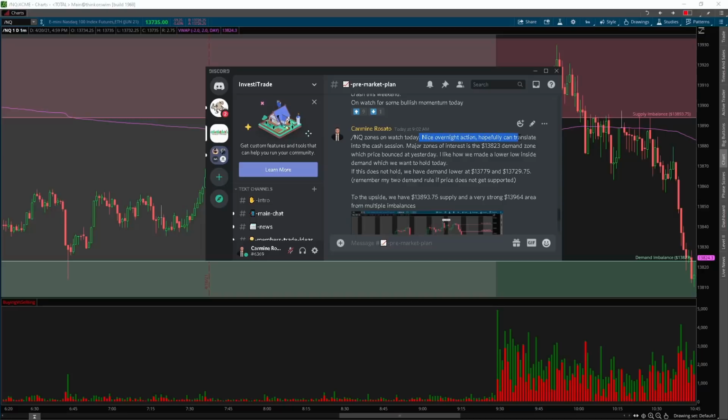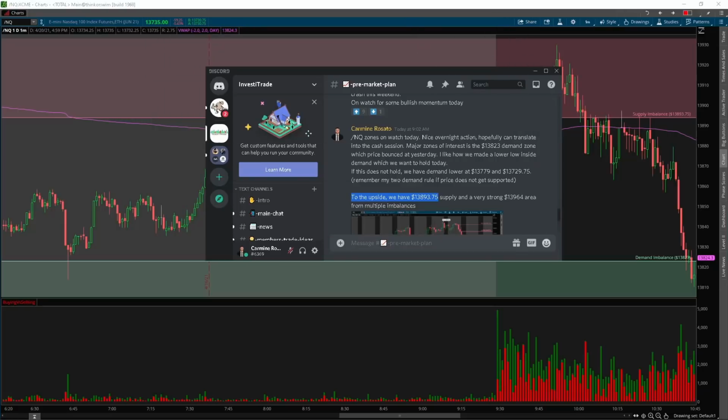We had nice overnight action. The major zone of interest is the 13823 demand zone. We were bouncing at it yesterday. We wanted it to hold. If it did not hold, we also had demand a little lower at 13779 and 729. I have a 2 demand zone rule where if we do not get supported by buyers, we have to be a little extra cautious as sellers will take control and they are showing more aggression. To the upside, we had the 13893 supply zone and one a little higher at 13964.